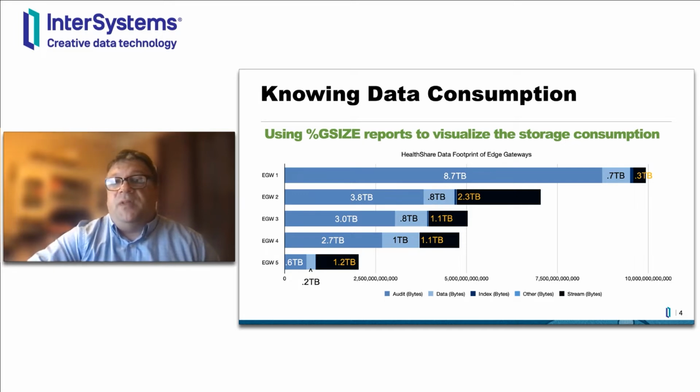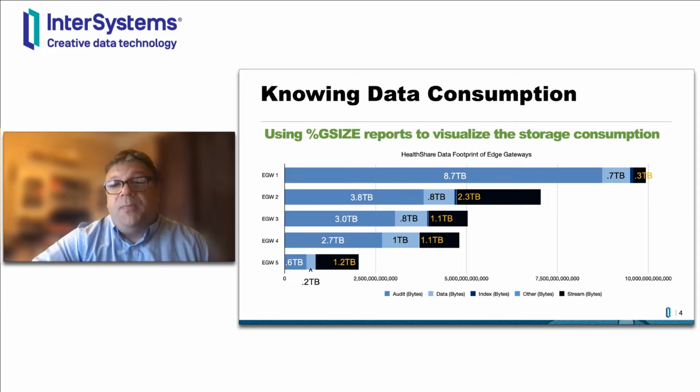Let's start by first having a look at what's actually consuming the storage in some HealthShare Edge gateways. The data collected here is from an actual customer, and just using simple tools like %G size or integrity checks will get you this data, and you can put it in a simple spreadsheet. So note, even though I'm showing Edge gateways here, the data size collection process applies to all the HealthShare components, such as the registry, access gateways, document repositories, Health Insight, and so forth.